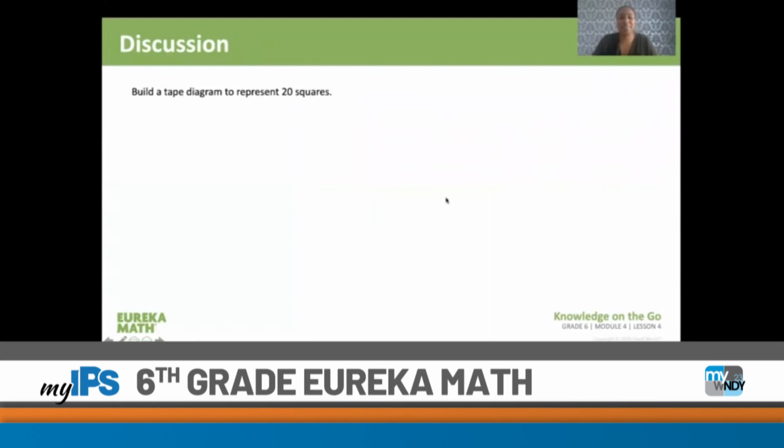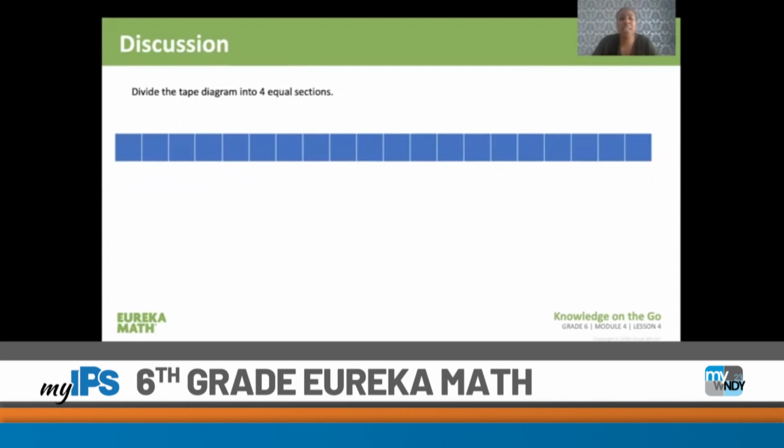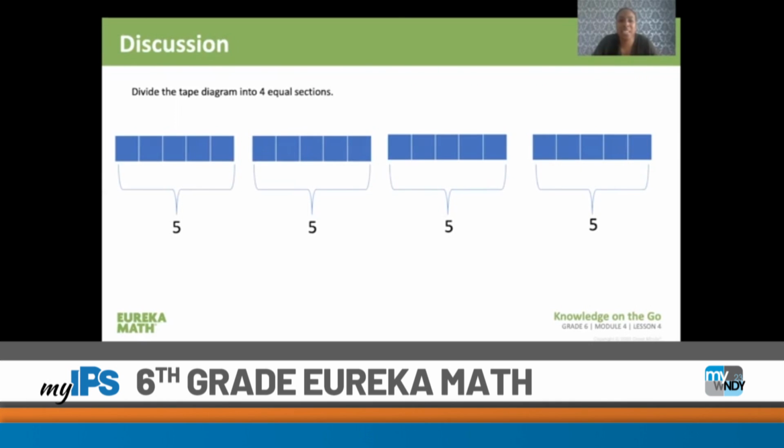Okay, let's begin. The first thing we're going to do is build a tape diagram with 20 squares. You can use whatever materials you prefer to build your tape diagram. You can pause the video at this time. Next, we're going to divide our tape diagram into 4 equal parts. How many squares are in each of the 4 sections? That's right, 5 squares are in each section.